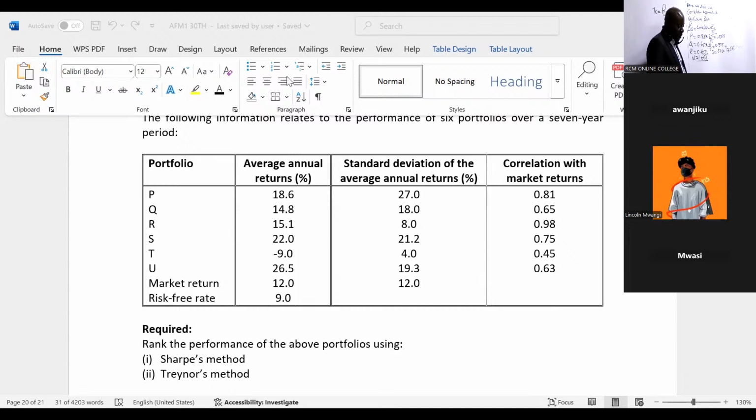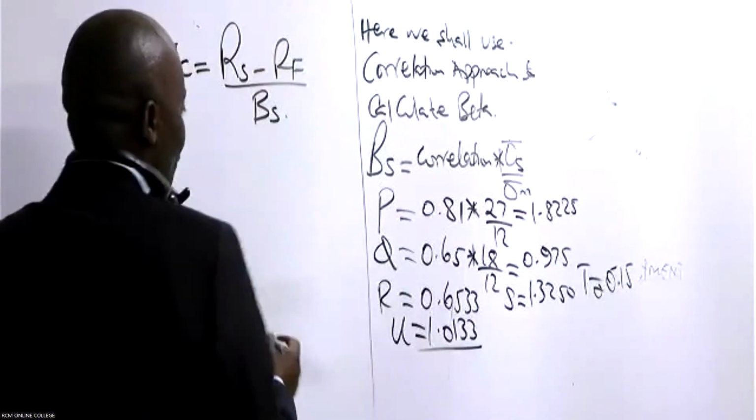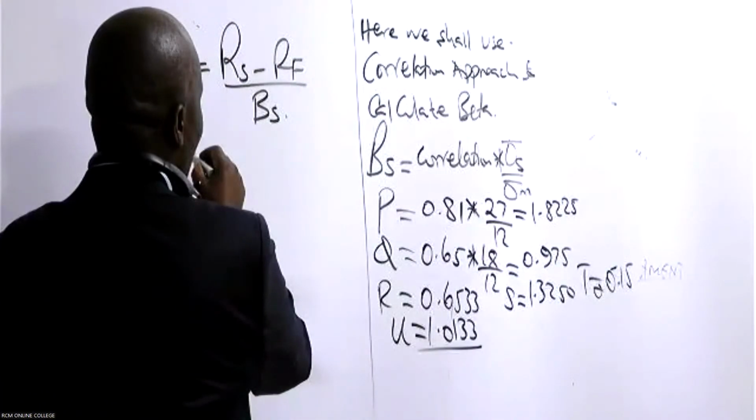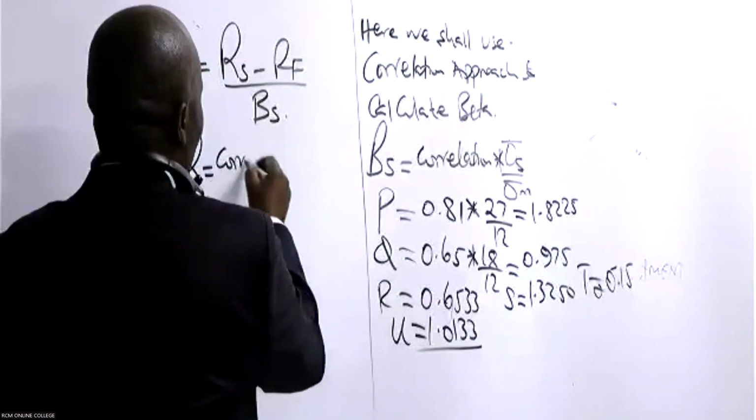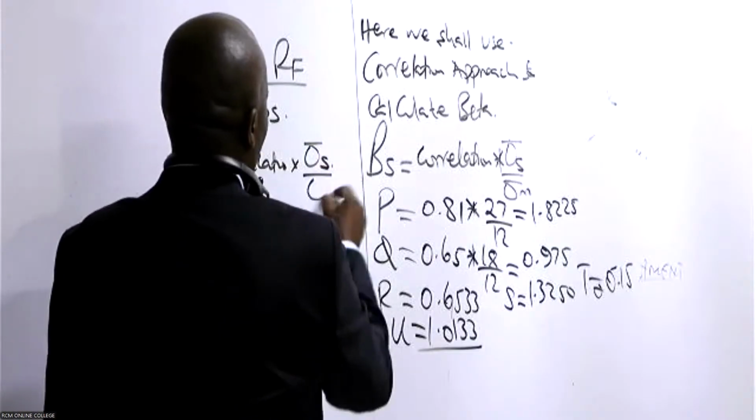Maslin got R of minus 0.585, eh? Yes, it's a 20 marks question. Of course, there's a theory down there. So let's see how she got R of negative. Remember, it is the correlation times the standard deviation of S over the standard deviation of the market.